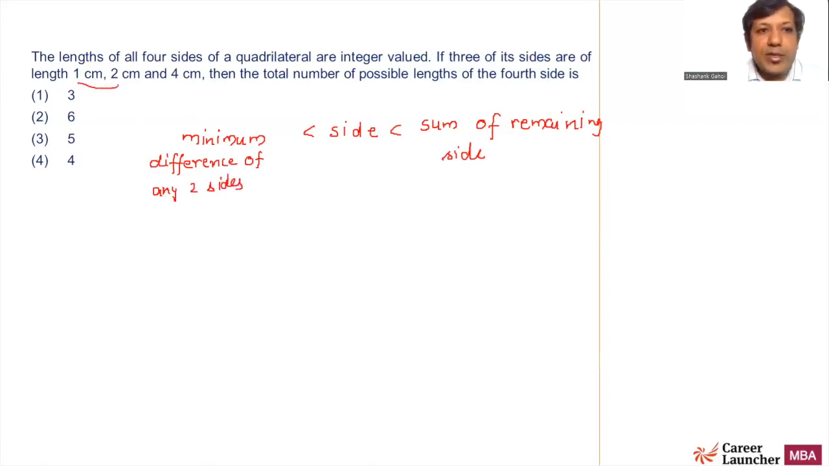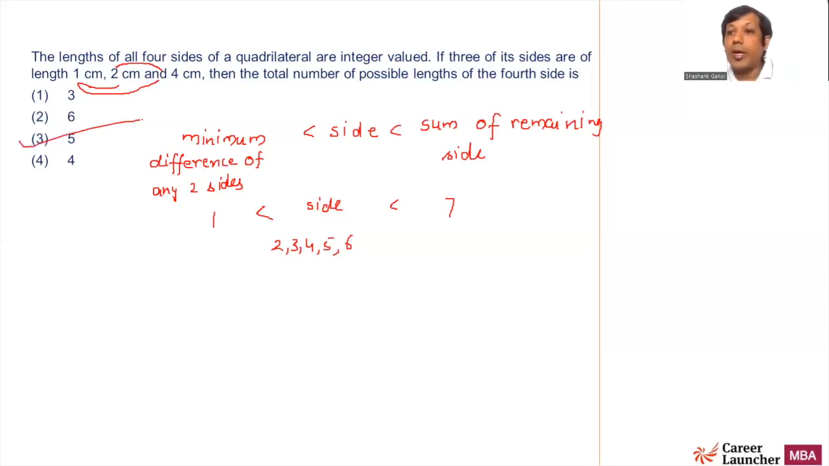Now, if I look at the difference of 1 and 2, that's 1. If I look at the difference of 1 and 4, that's 3. If I look at the difference of 2 and 4, that's 2. So what is the minimum possible difference? That comes out to be 1. What is the summation of all the sides? That comes out to be 7. So the fourth side is going to be less than 7 and greater than 1. So how many values am I actually looking for? 2, 3, 4, 5, and 6. So I am going to get 5 possible values. So my answer to this question is going to be option 3, 5.